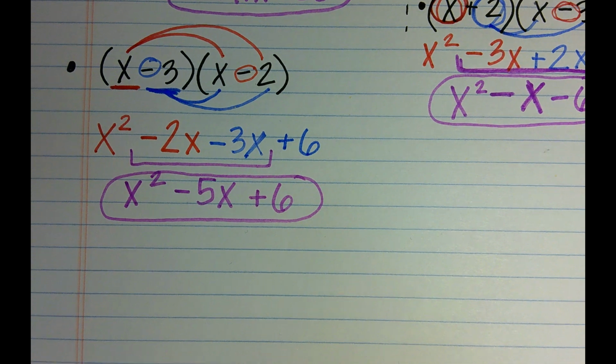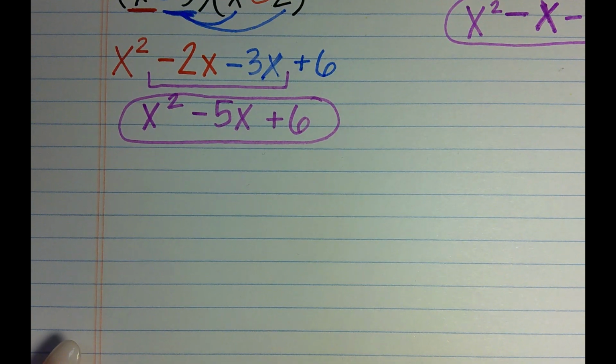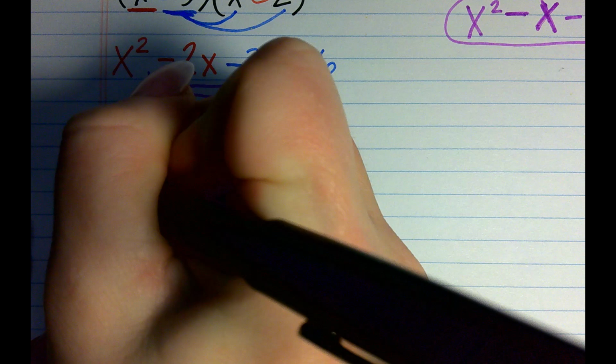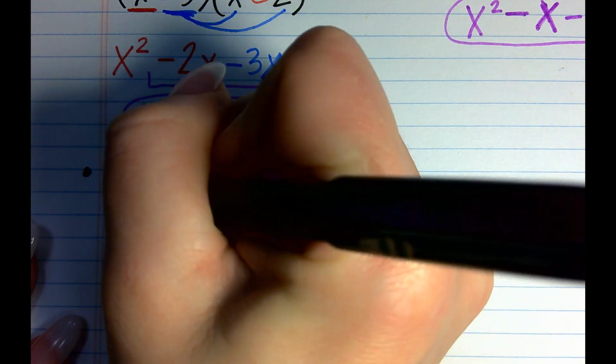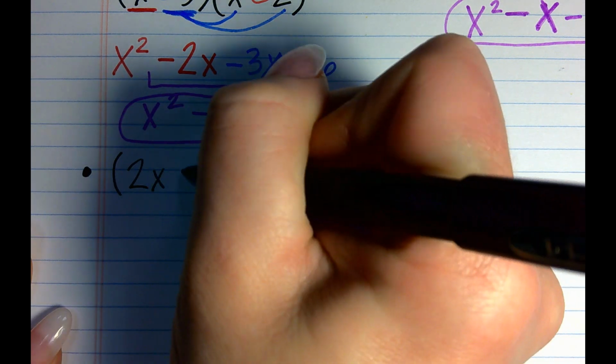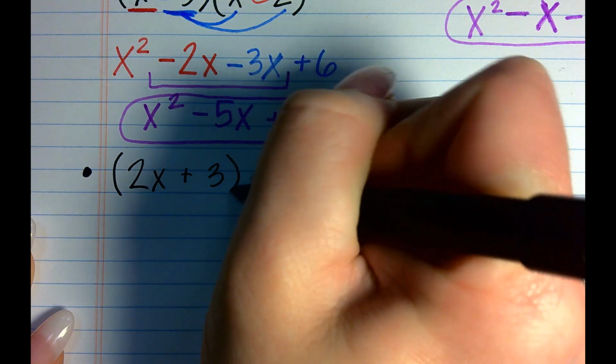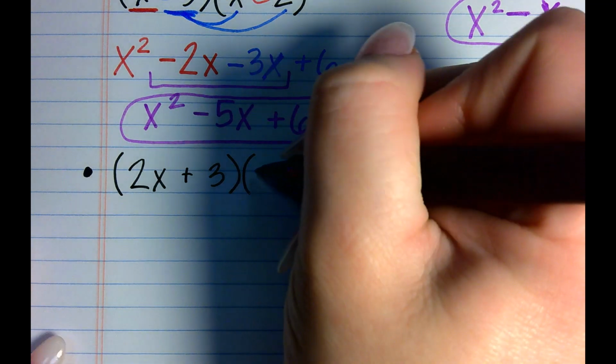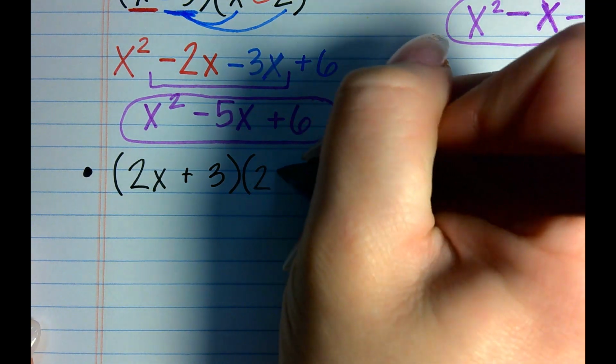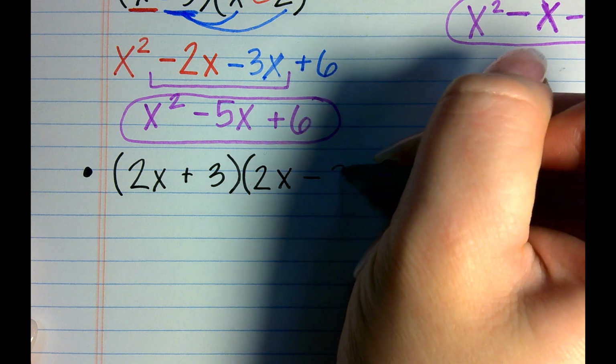Okay, what if I threw some numbers in? Like this: 2x plus 3 times 2x minus 3.